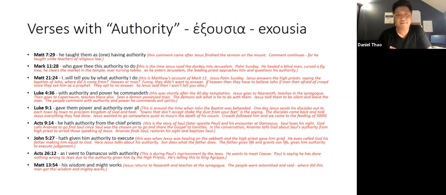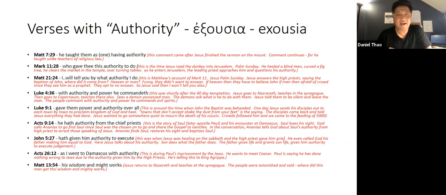And then the next one is, he gave them power and authority. This is when he sent out the disciples to go to each town, right? And Jesus said, go out there, and you have the authority to preach and heal people. This is at the same time when John the Baptist was beheaded too. After that, after the feeding of the 5,000, the disciples came back and told Jesus about all the things they did with the authority that he gave them.